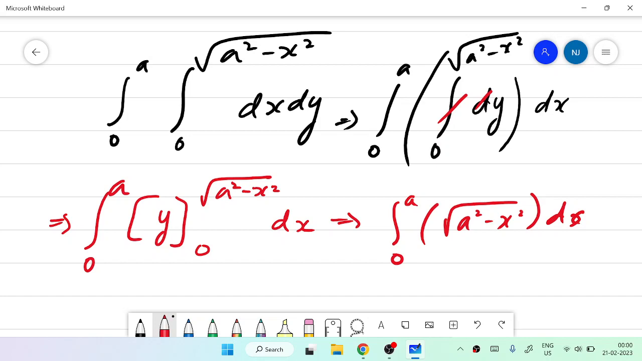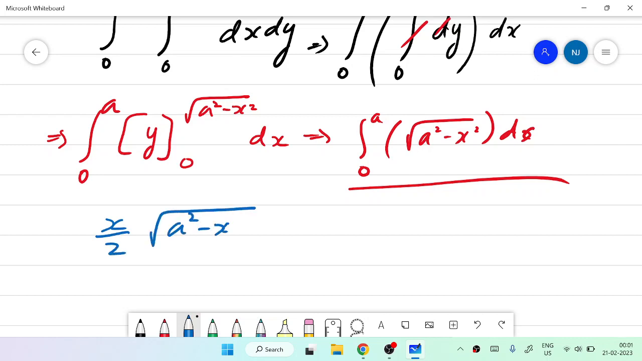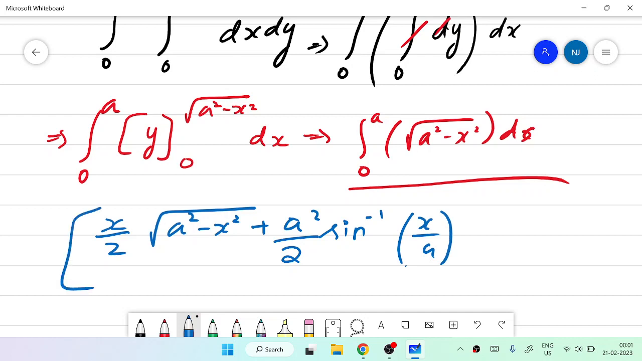Then there is a formula to do this. For the integral of root of a square minus x square, there is one formula you have. While integrating this, what you will get is x by 2 root of a square minus x square plus a square by 2 into sine inverse of x by a. Understood? The lower limit is 0, the upper limit will be a.